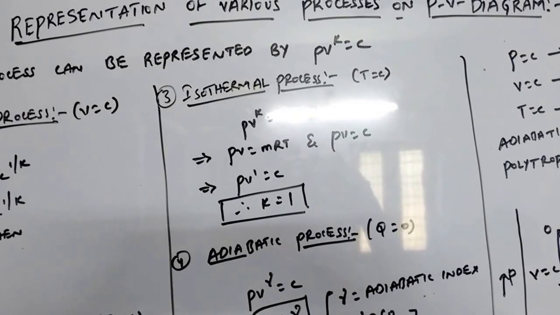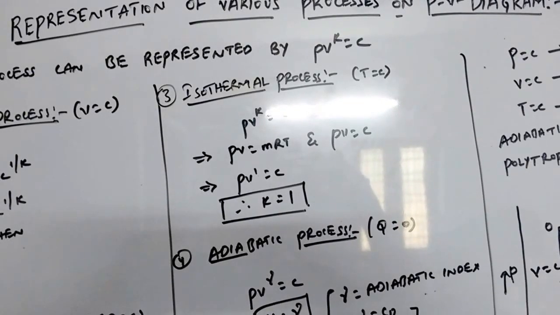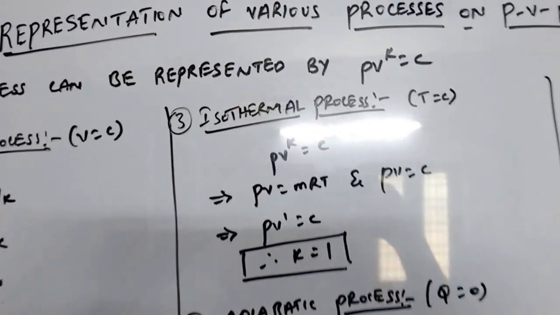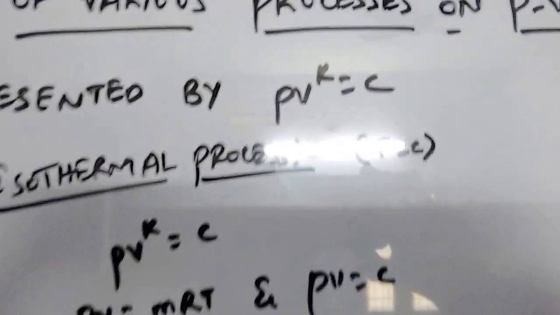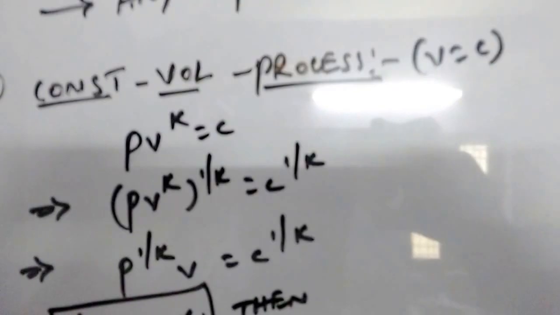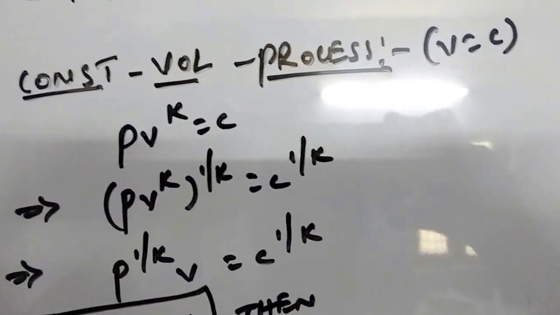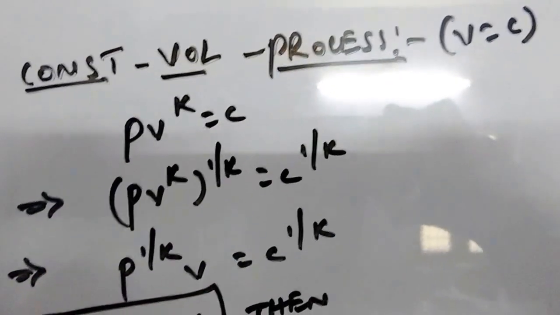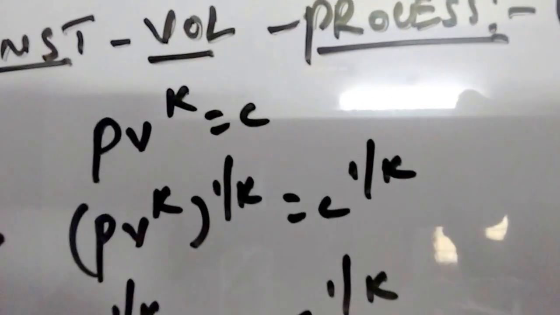We are going to discuss the representation of various processes on the PV diagram. Any process can be represented by the equation PV^K = constant. Let us consider the first process as the constant volume process, that is, V = constant. V = C is the required condition. But we know that PV^K = constant.